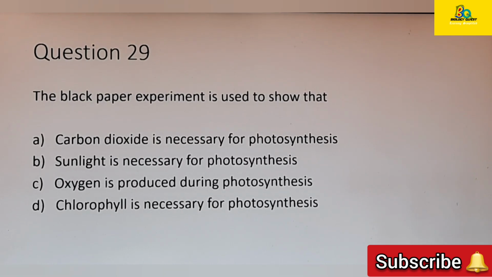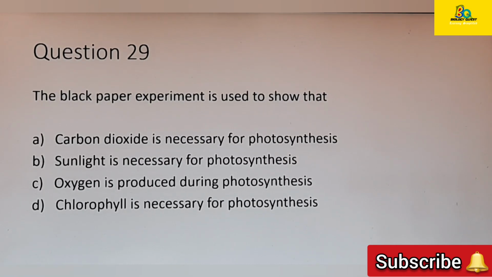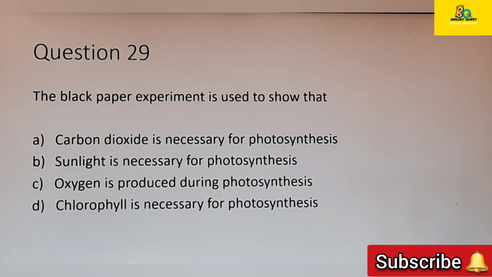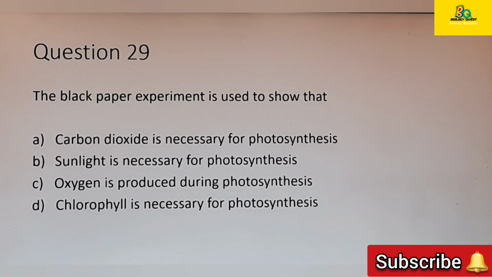Now, option D, chlorophyll is necessary for photosynthesis. Remember, in this experiment, to show that chlorophyll is necessary for photosynthesis, we take plants with variegated leaves. What are variegated leaves? Leaves having green and non-green parts. For example, money plant, Croton, Coleus, etc. are all plants having variegated leaves. In such cases, the green colored parts of the leaves will turn blue-black after the iodine test, while the non-green parts do not turn blue-black because starch has not been synthesized in those regions.